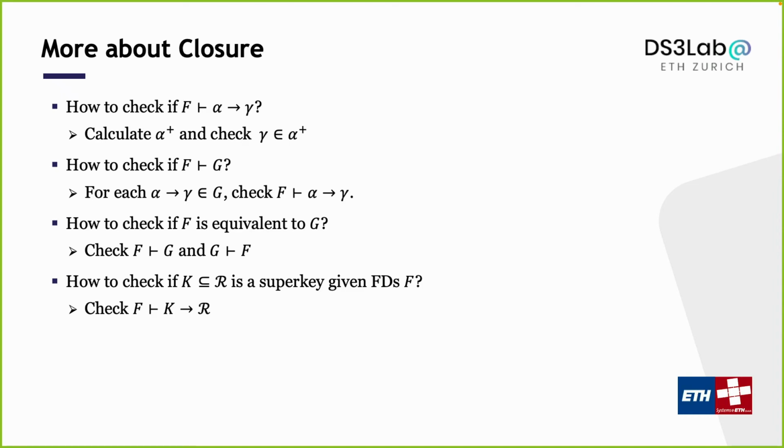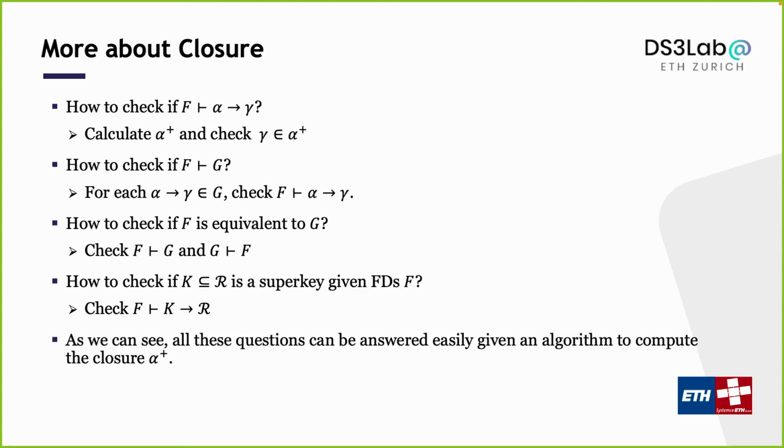Essentially, you are trying to check whether you can derive the functional dependency that K decides R, the whole set, from F. And what should you do? You are going to compute the closure of K using that very simple algorithm, and you check whether that closure covers all the attributes in R. Once you are able to do that, that subset of attributes K is a super key.